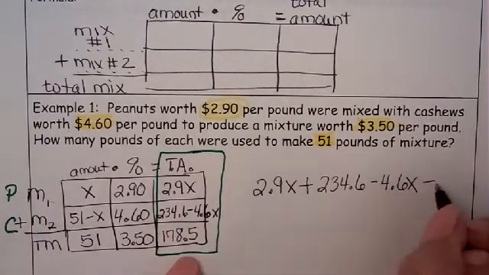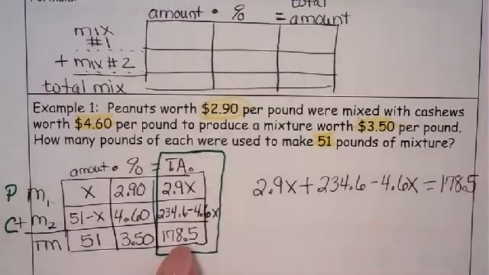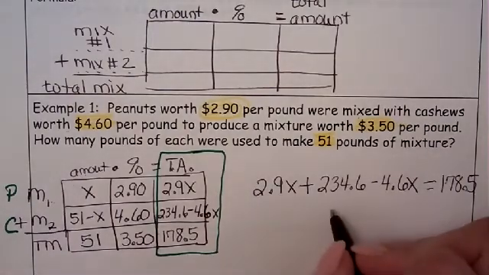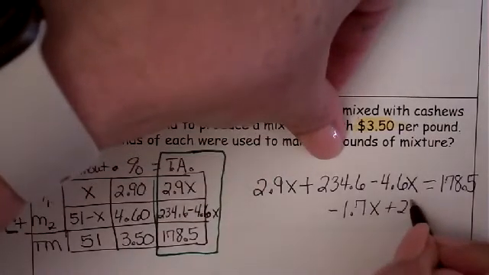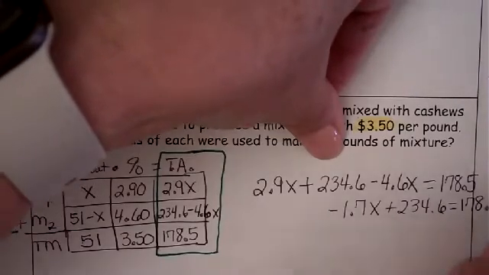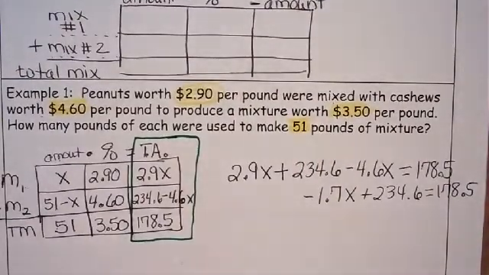And that is all going to equal up to the 178.5. Okay, now right here I have just got myself a good 3-step equation I need to solve, so we can do that real easy. You can grab your calculator. Let's combine our 2.9 and our minus 4.6, and that's going to tell me negative 1.7x plus this 234.6 equal to 178.5. Okay? Now, let's go ahead and do our last 2 steps.